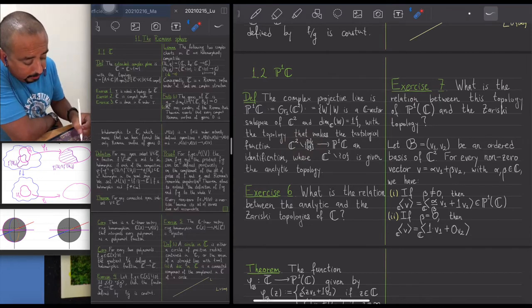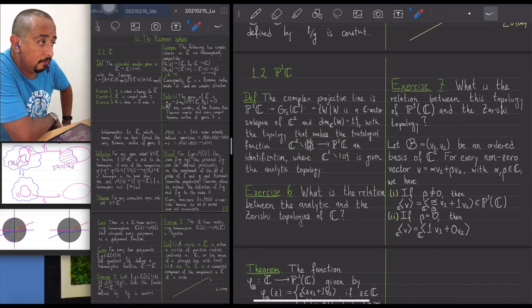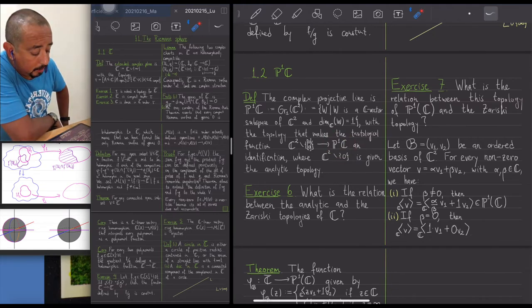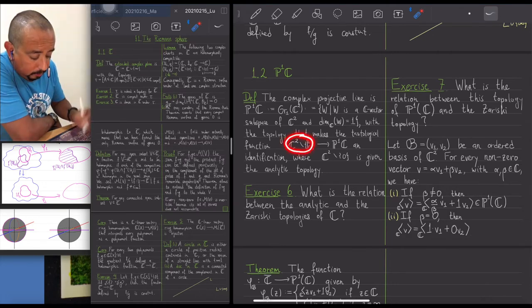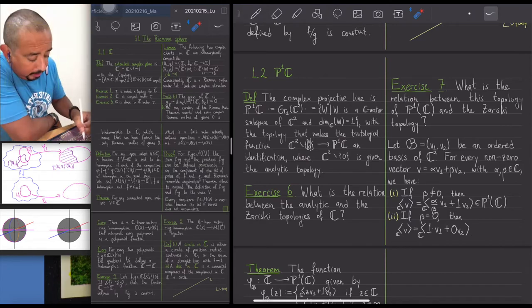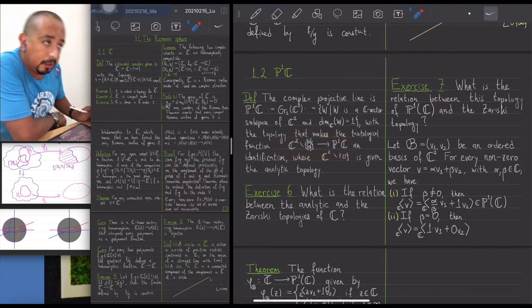And now notice that there is a tautological function from C square minus zero to P1C. Namely, the function that to each non-zero vector associates the one-dimensional vector subspace it spans in C square. Okay, and then of course every one-dimensional vector subspace of C square is spanned by at least one non-zero vector. So this function is surjective, which means that we can use it to impose an identification topology on this, namely a topology that makes this function continuous, but is maximal with respect to this property.